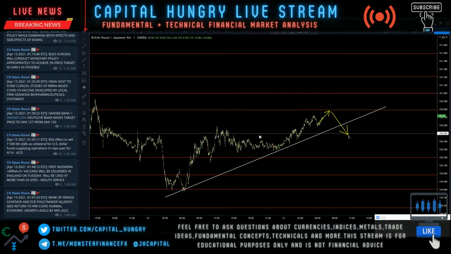So either this, or this. I'd only be looking for GJ sells if that UK GDP data is poor across the board and we break and retest below 150.5. So 150.5 is a key make or break decision point for me.